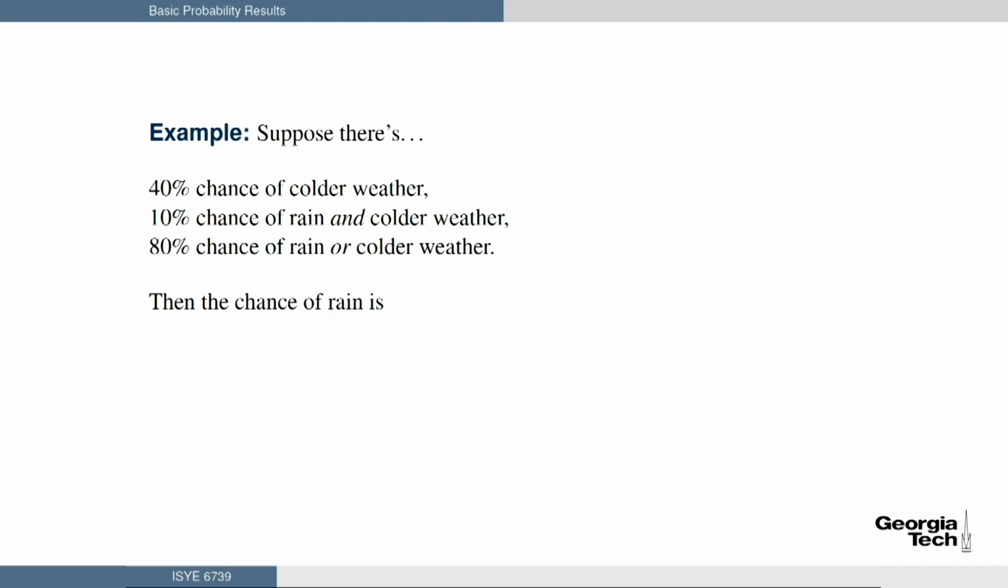So let's find the chance of rain. Just manipulating the equation from the theorem, you'll see that the probability of rain or cold, this is substituting for A or B in the previous theorem, is on the right-hand side, and I've just scrambled things around a little bit, but it's coming from the same equation. So the probability of rain, R, equals the probability of rain or cold minus the probability of cold plus the intersection.